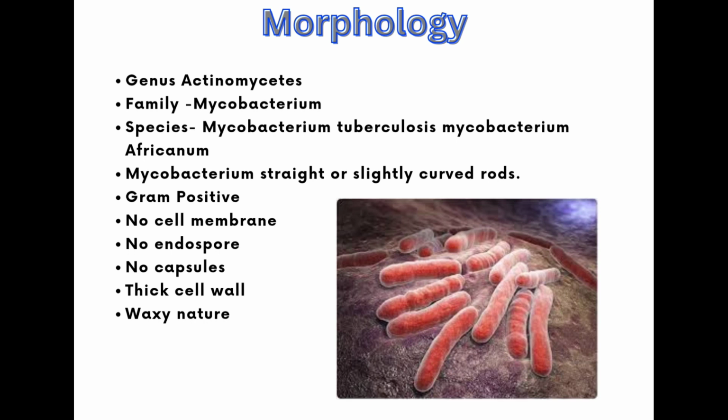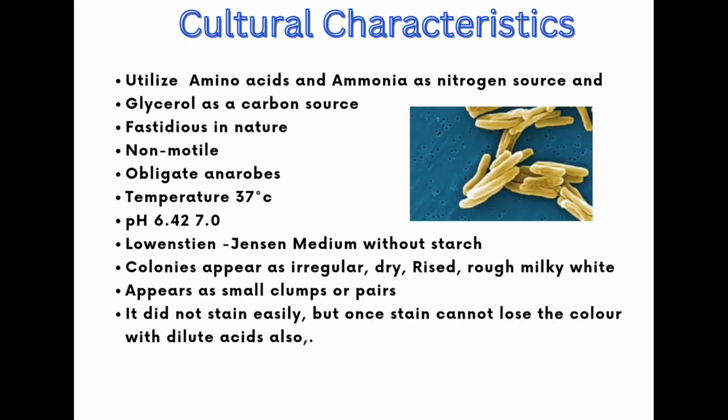Okay, and the next one, if you see the cultural characteristics, these bacteria will use amino acids and ammonia as nitrogen source and glycerol as a carbon source, and some bacteria are fastidious in nature. Mostly these Mycobacterium species are obligate aerobes except Mycobacterium bovis, which is microaerophilic, and these bacteria are non-motile. The suitable temperature for their growth is 37 degrees centigrade and the pH is 6.4 to 7.0. If you want to grow these bacteria in the laboratory, the suitable medium is Lowenstein-Jensen medium without starch. Okay, so you have to remember this point also.